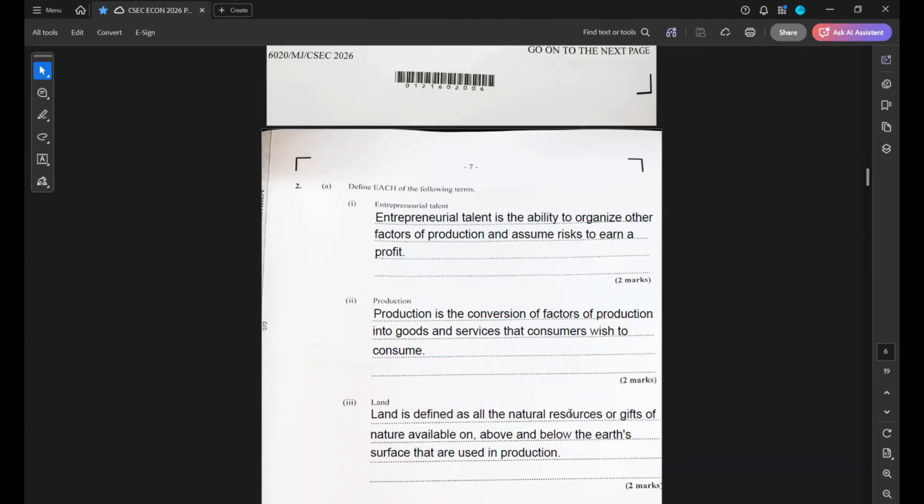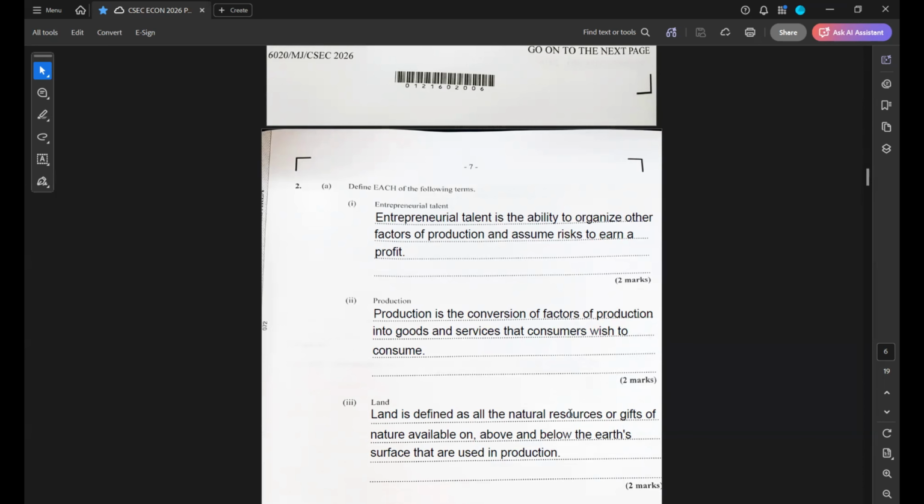Number 2, define each of the following terms. So this is just asking us to recall the definitions of what we know about these terms, which you guys should know, right? So entrepreneurial talent. Entrepreneurial talent is the ability to organize other factors of production and assume risk to earn a profit. Entrepreneurial talent is similarly related to the definition of an entrepreneur, right? It's the same thing, basically.